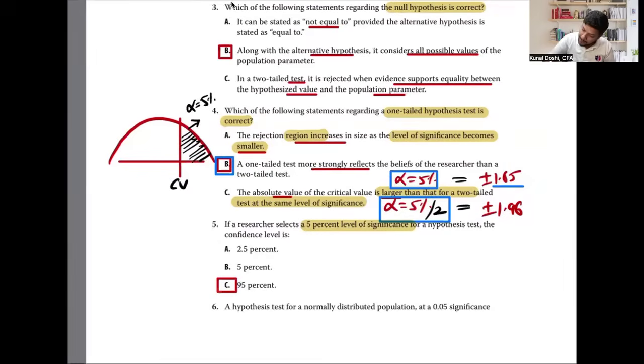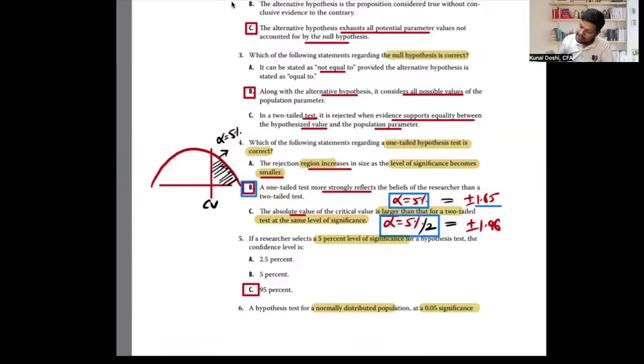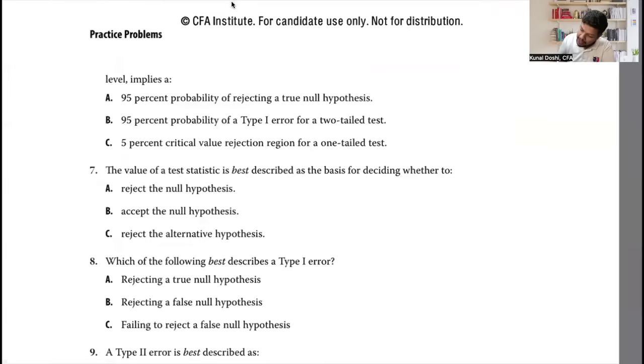A hypothesis test for a normally distributed population has significance of 5%. Guys, whenever you have a significance of 5%, that means there is a 5% possibility of your test being wrong, 95% probability that your test is correct. That is a general philosophy. So our significance is 5%. What does it imply? 95% probability of rejecting a true null, 95% probability of type 1 error for a two tail, or 5% critical value rejection. C is the answer. So when 5% is the level of significance, it means there is a 5% critical value rejection.